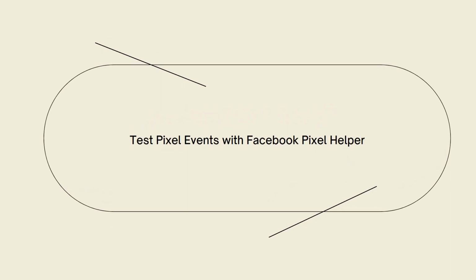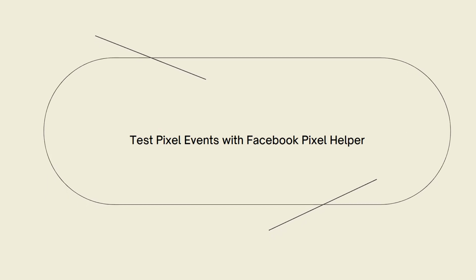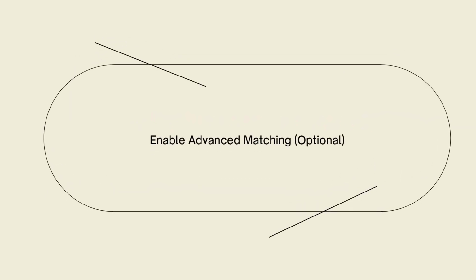So, test pixel events with Facebook Pixel Helper. Facebook Pixel Helper is a Chrome browser extension that helps you verify if the Facebook Pixel is firing correctly on your website. Install the extension, navigate to the WordPress site, and click on the Pixel Helper icon. It will display information about the Pixel implementation and any errors or warnings. Use this tool to ensure the Pixel is functioning as expected. Now, this is also an optional action.